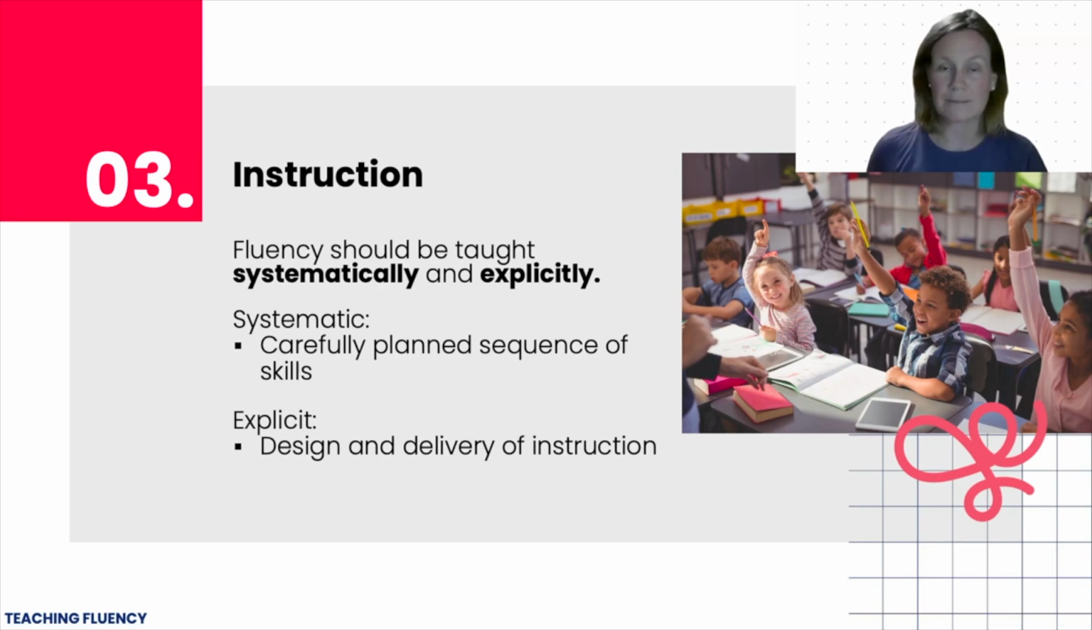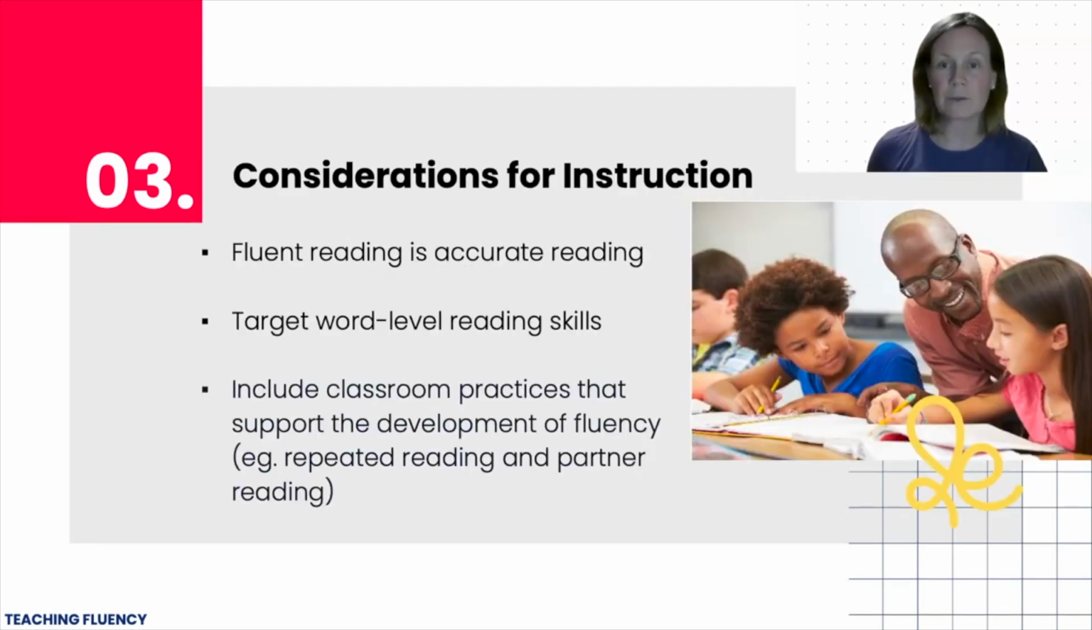It is important to remember that fluent reading is first and foremost accurate reading. Students become fluent readers when we teach all of the sub-skills involved in reading and provide many opportunities for supported practice. Early reading instruction should focus on building students' word-level reading skills through evidence-based, systematic, and explicit instruction in phonemic awareness, phonics, and decoding.